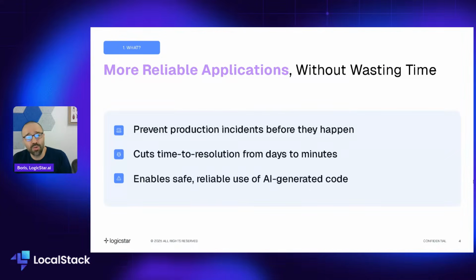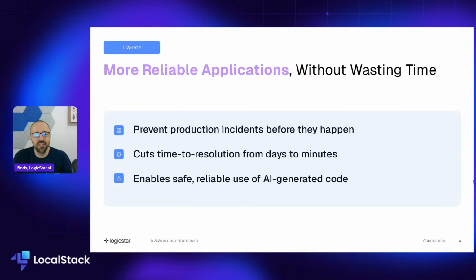As I said, that's the first thing we want to cover: more reliable applications without wasting time. That's ultimately the goal. If we get there, I'm sure everybody on the call and most of our industry is extremely happy. The idea is to prevent production incidents before they actually happen. We've been trying to do it for many years, and the data doesn't show that we're quite there. The secondary goal is obviously to cut time to resolution from days to minutes.